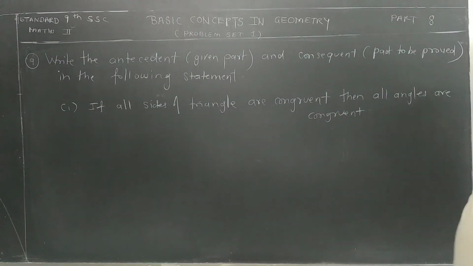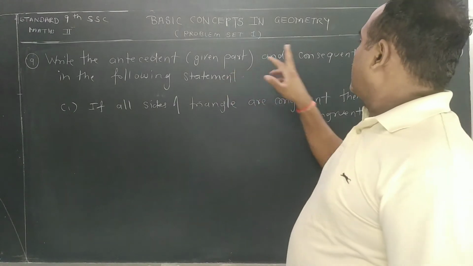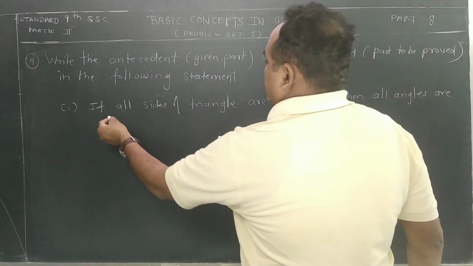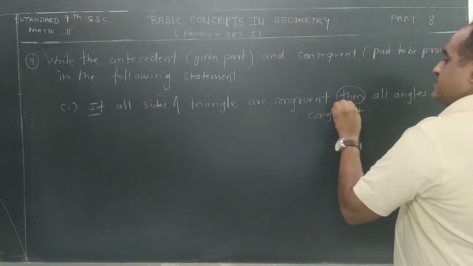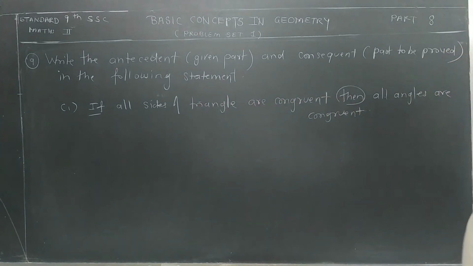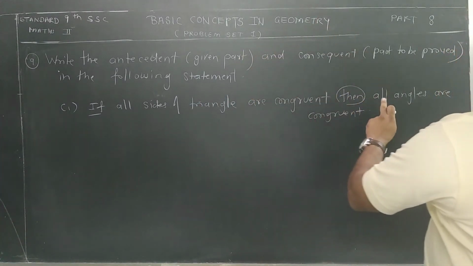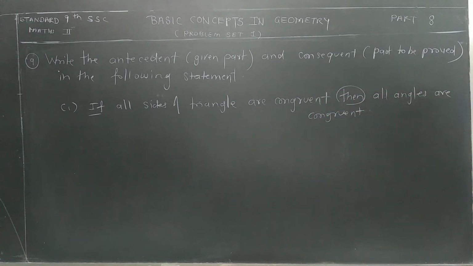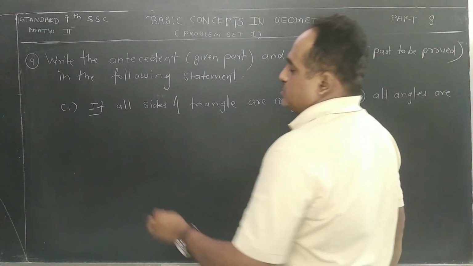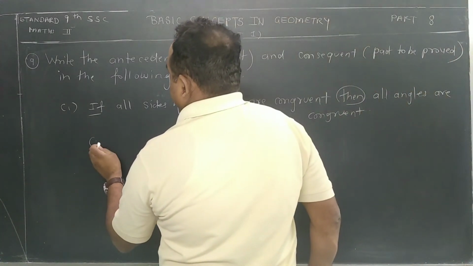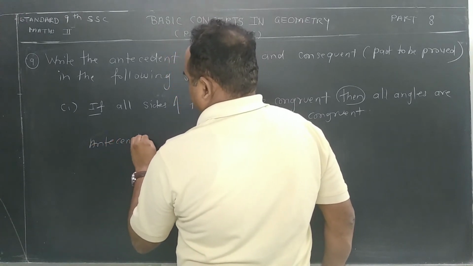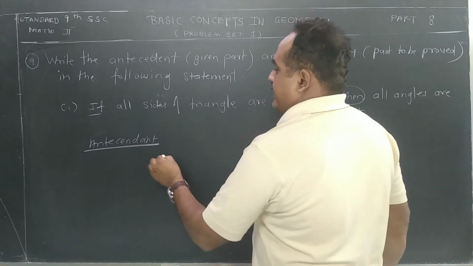They have asked: write the antecedent, the given part, and the consequent, the part to be proved, in the following statement. So we know that in an if-then statement, the if part is the antecedent, that is the given part, and the statement following the then is the consequent part. Is it right? So the first one is the antecedent.